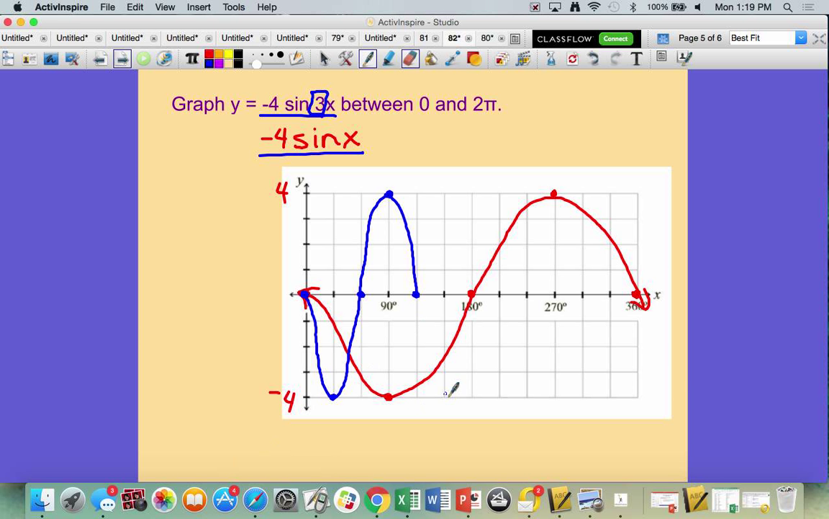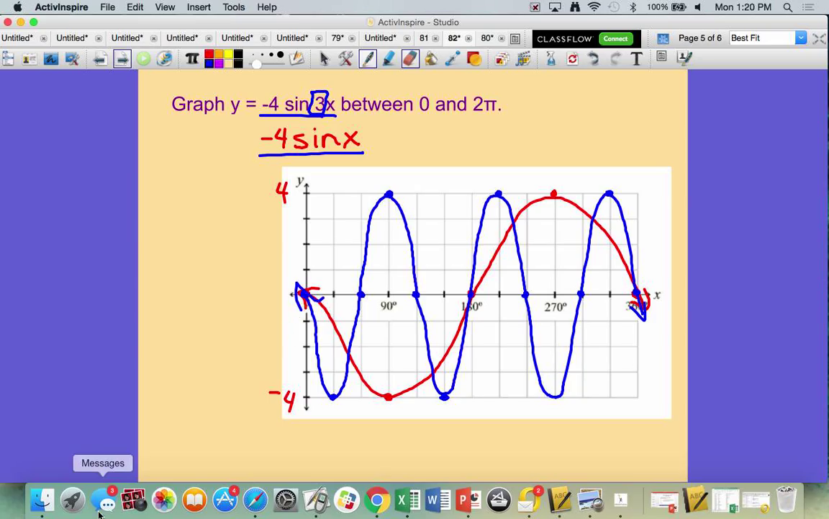So we're at 0, we're going to come down here to negative 4, we're going to come back to 0, we're going to go up to 4, come back to 0, and down to negative 4, and then back up to the top, and then back to 360. So then we just connect our points. Okay, and there is our graph. And I'll be able to tell that your blue graph is actually the line that you're trying to graph there.